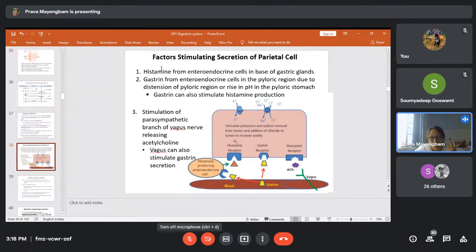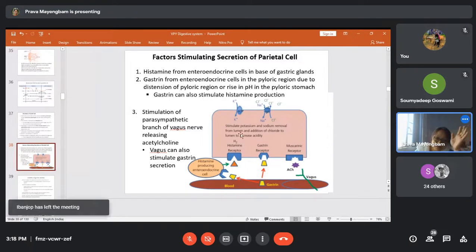But there are two types of histamine receptors. One acts during allergy and the other acts during the secretion of HCl. That is a little deeper, so I will not go into that part. Okay, I was telling about histamine.